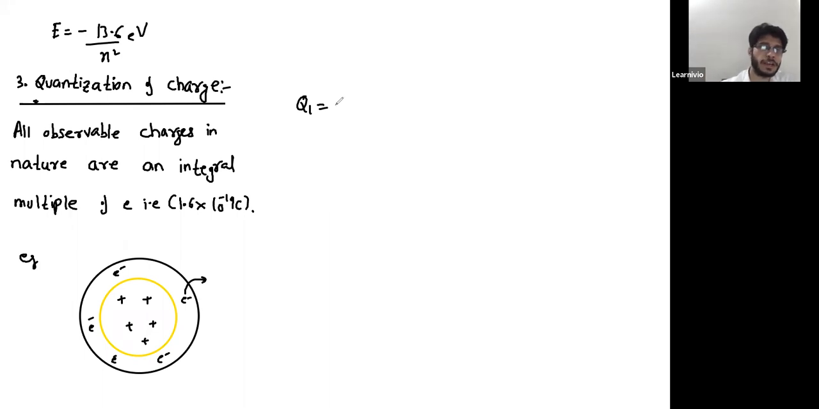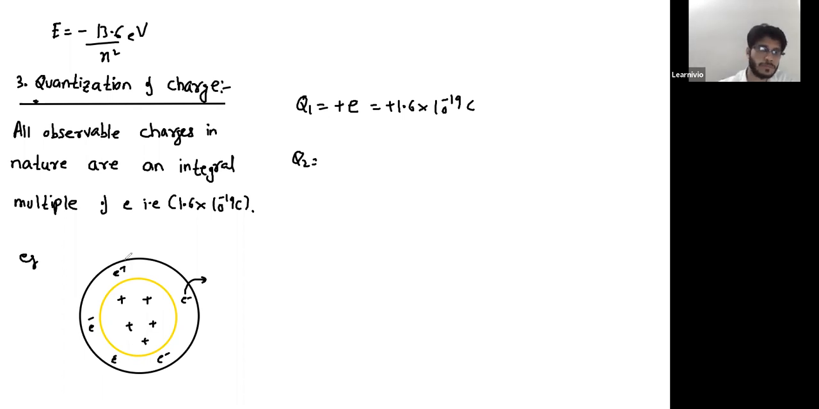If you remove 1 electron, then the charge will be plus e, right? Where e is 1.6 into 10 raised to the power minus 19. Okay, now I'm saying provide the next higher positive charge. This plus e is the minimum. We have removed 1 electron. What's the next higher positive charge that you can provide to this atom?